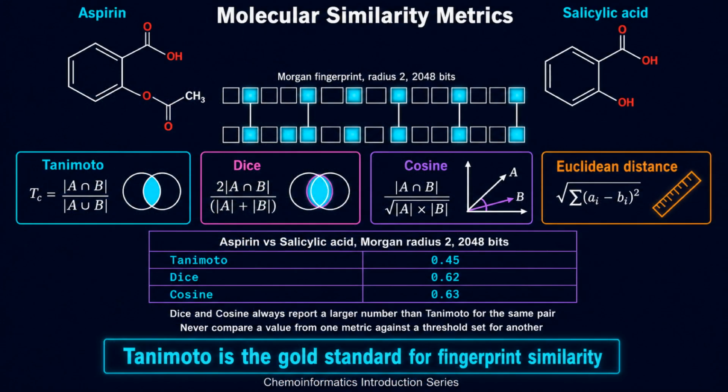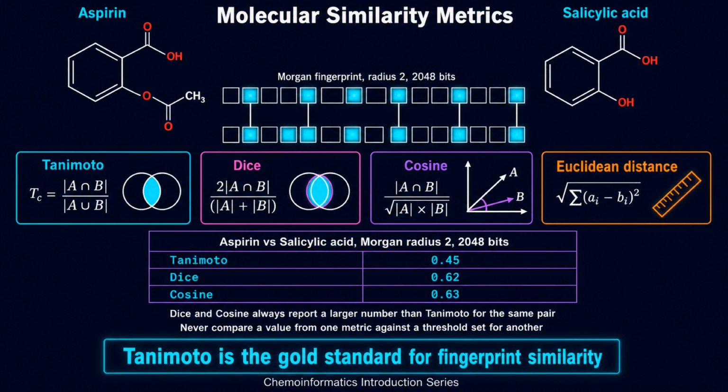How do we measure if 2 molecules are similar? We use similarity metrics applied to their fingerprints. The most common is the Tanimoto coefficient, which measures the overlap between 2-bit vectors as intersection divided by union. Dice coefficient weights the intersection more heavily, giving higher values for the same pairs. Cosine similarity treats fingerprints as vectors and measures the angle between them. Euclidean distance measures the straight-line distance between fingerprint vectors.